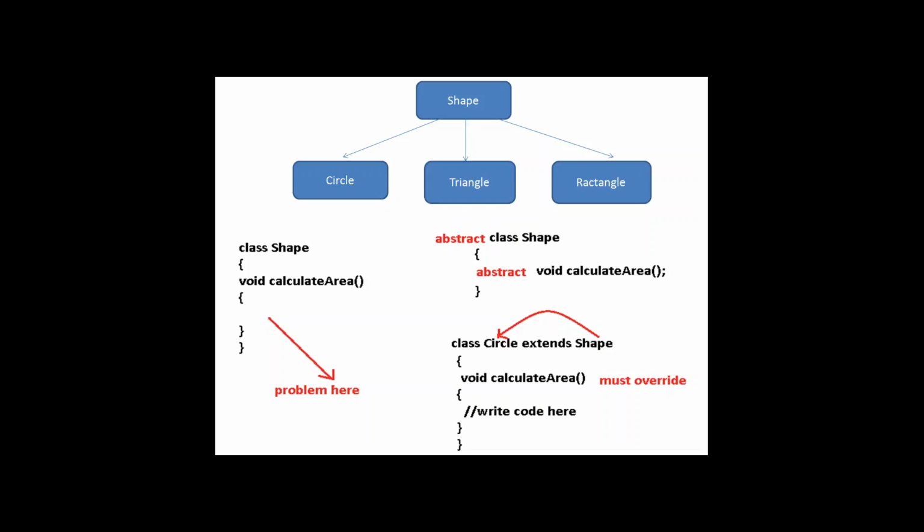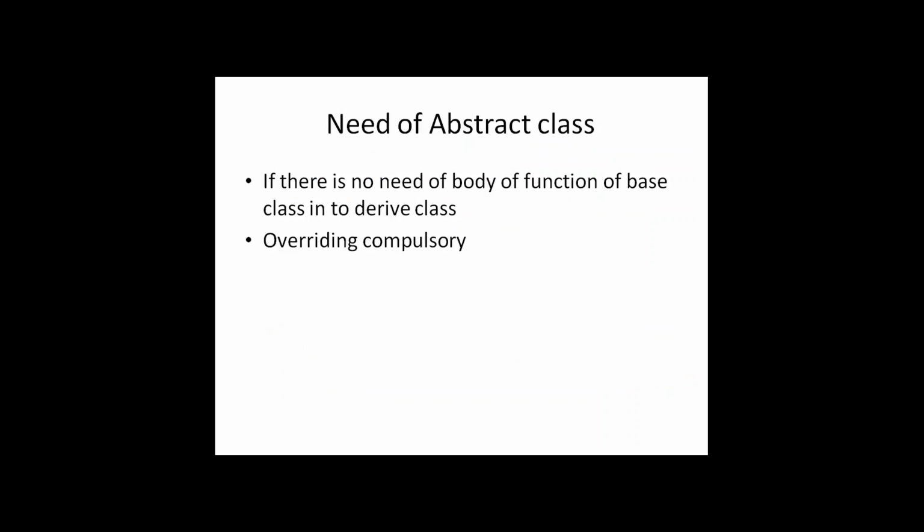We generally consider that an abstract class contains a method, and the method doesn't have any body. So an abstract class is considered an incomplete class, and we can't create an object of an abstract class. Any class that extends an abstract class must override all the abstract methods of the abstract class. So here class circle extends the shape class, and shape is an abstract class, so the circle class must override the calculate area method here.